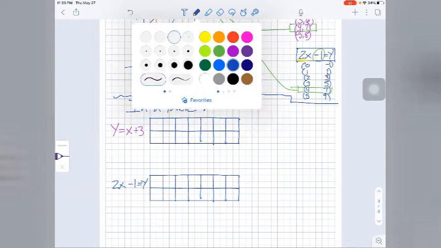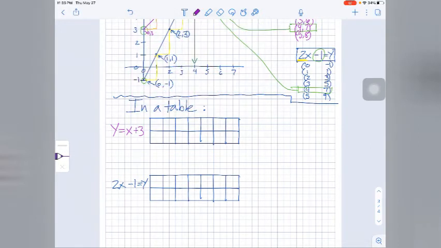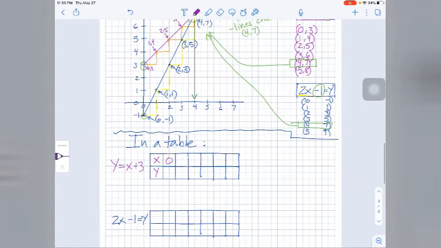So for my first equation, I have an x and a y, and when x is 0, again, I'm really just referring to all of these same pairs of numbers here. But when x is 0, y is going to be 3. When x is 1, 1 plus 3 is 4. When x is 2, 2 plus 3 would make y 5. When x is 3, 3 plus 3 would make y 6. When x is 4, it would make y 7, and when x is 5, it would make y 8.